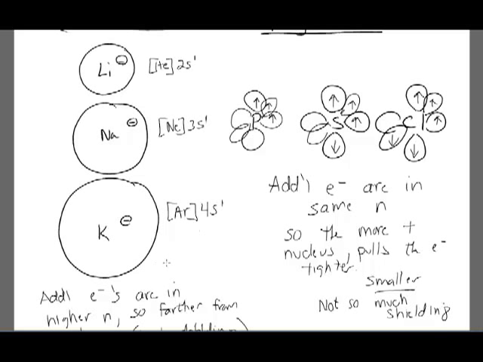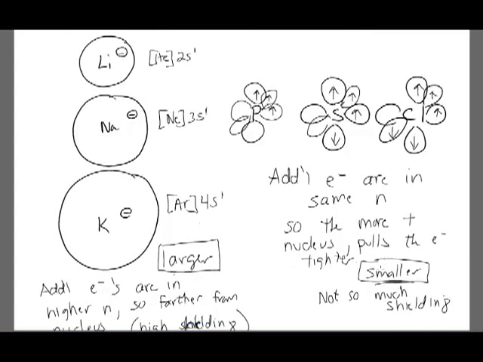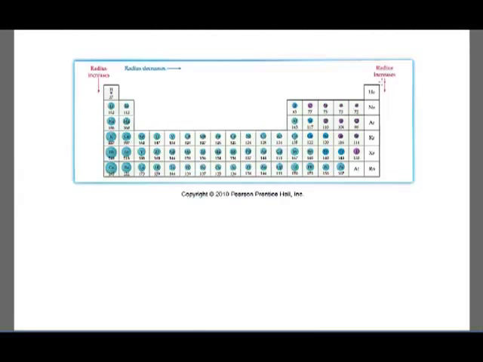I should say over here, as you go down, they get larger. Okay, so as you go down, they get larger. As you go across, they get smaller. All right, let's look at that trend on the periodic table. Okay, so here is the periodic table with the atoms drawn showing the relative size. For most atoms, the noble gases are left off the list.